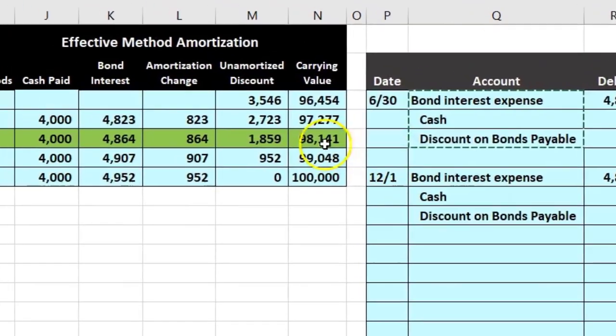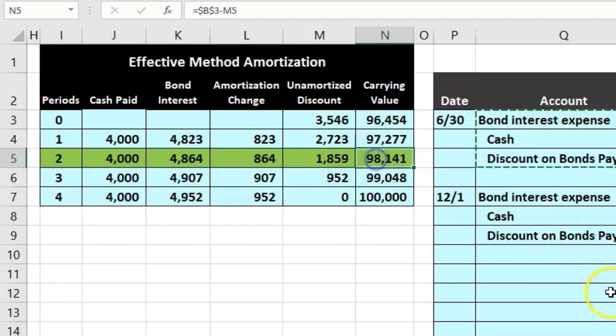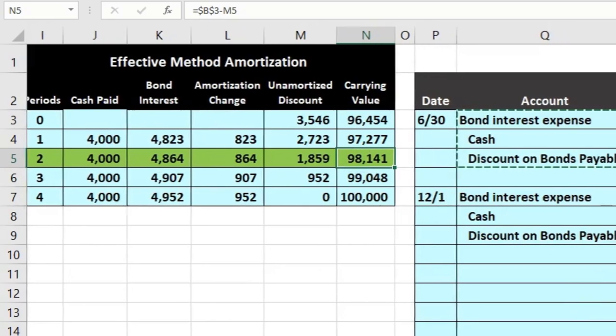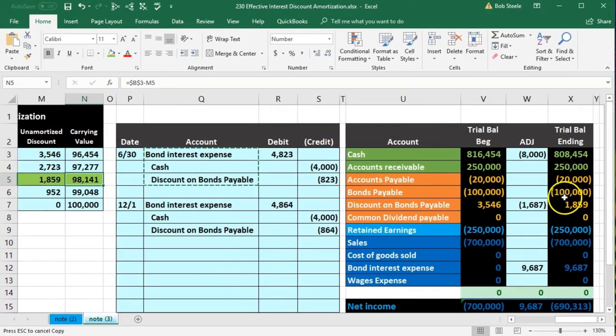So if we go to our table, here's the unamortized amount, here's the carrying amount. And if we go back over to our numbers, here's the unamortized amount, which matches, of course, and the carrying amount being the difference between these two, which is 98,141.